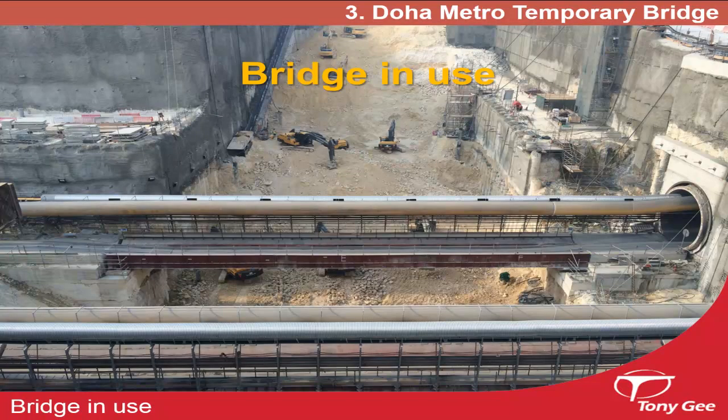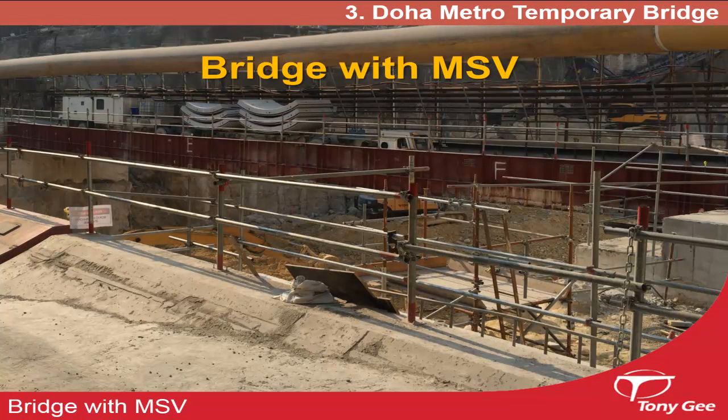And that's it. Once they'd excavated out underneath, they had a little ramp coming down onto the bottom running surface and back up again. And there you can see the cab of one of the MSVs with the concrete segments on the back of the trolley. So that's about a 36-meter span.